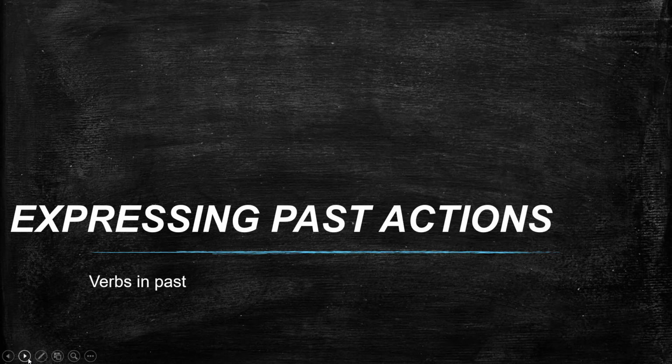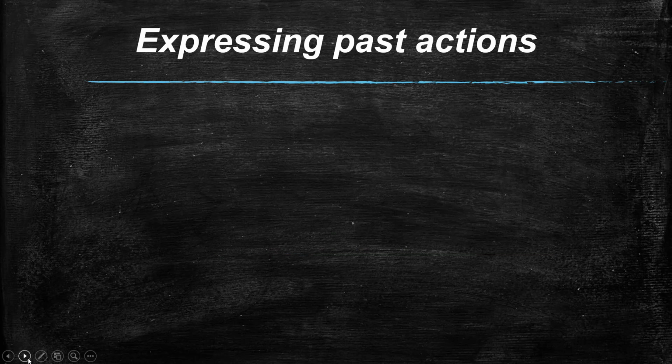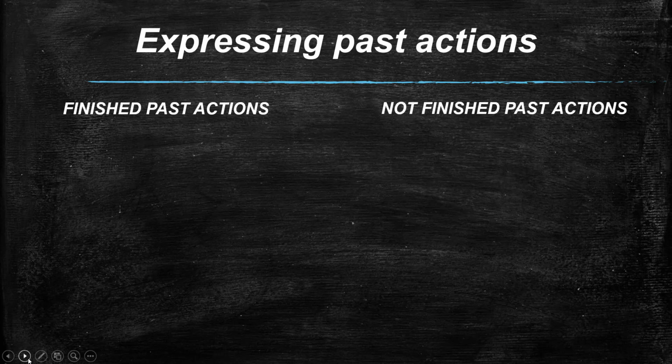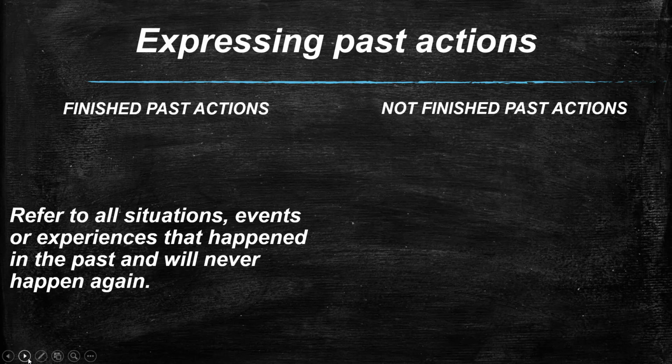Okay, so let's go ahead into this video. First, when we refer to past actions, we have to understand that we have two different types of past actions. We have finished past actions and we have not finished past actions. Finished past actions refer to all situations or all experiences that happened in the past and will never happen again.